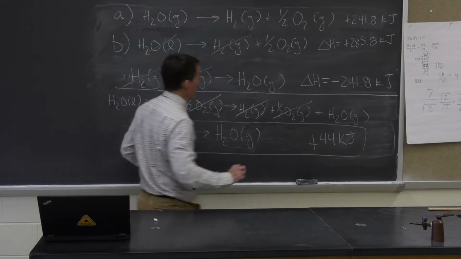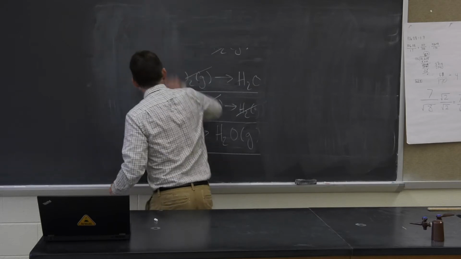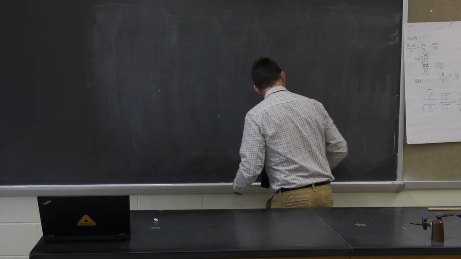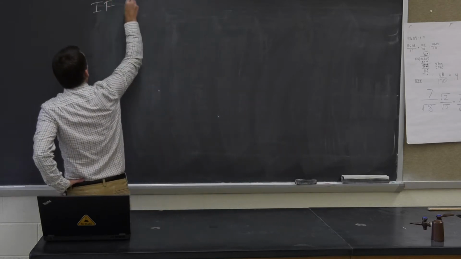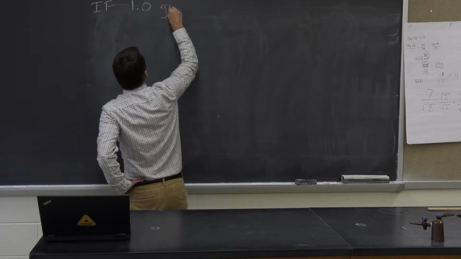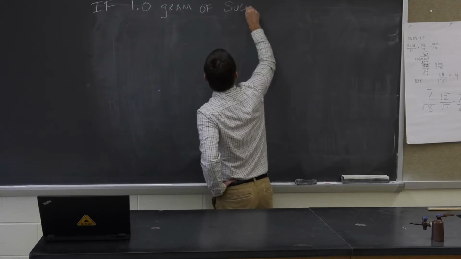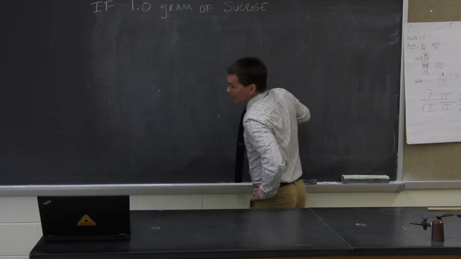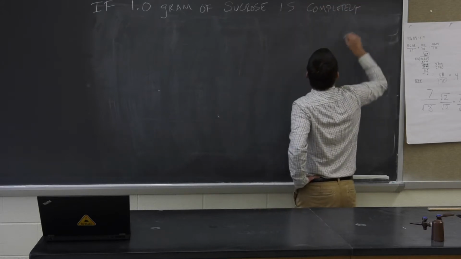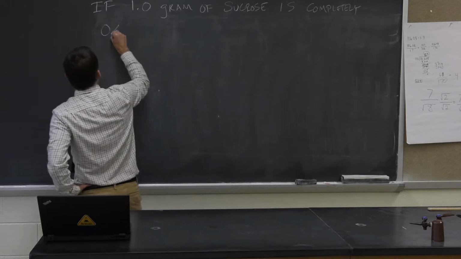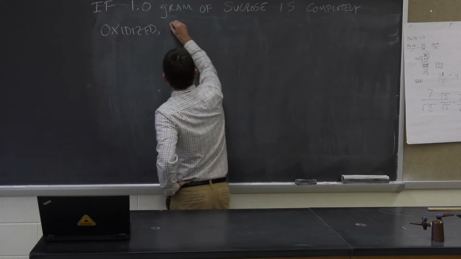All right, we are going to do a problem that deals with this. And the problem runs like this. If 1 gram of sucrose, that's just table sugar, is completely combusted, we'll say completely oxidized, what is the enthalpy change observed?